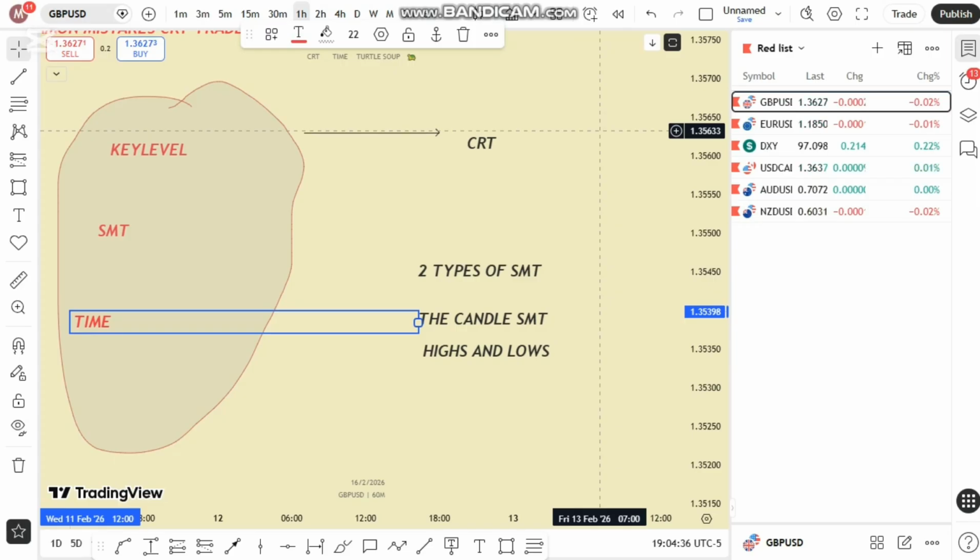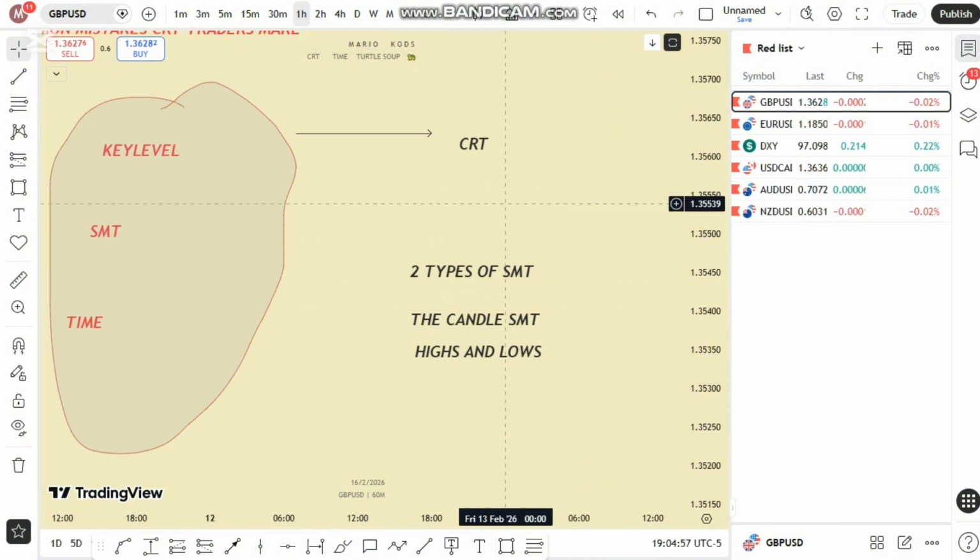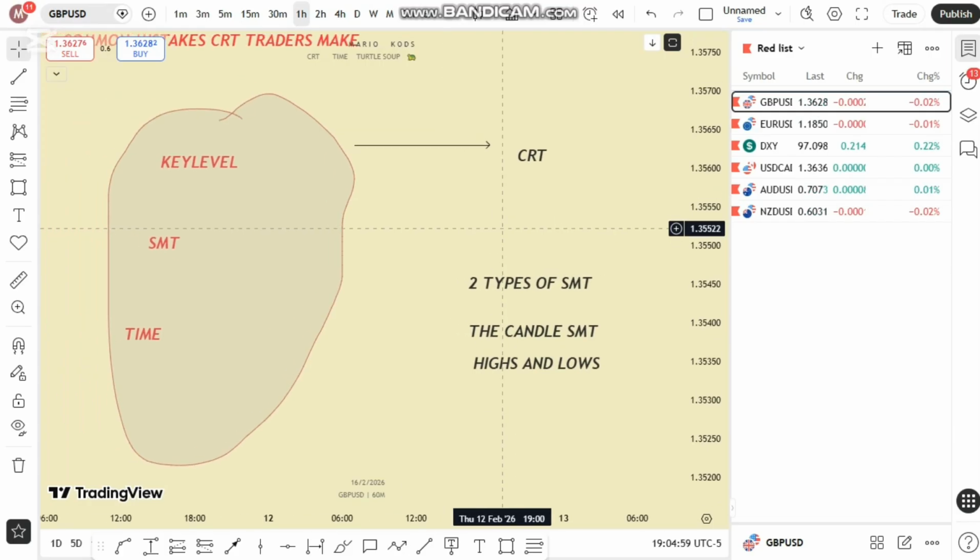Why are you selling? Why the hell are you buying? There must be a key level. There must be a reason, right? There must be a reason for you buying and selling. We don't buy blindly. We don't sell blindly. There must be a reason for us to buy and sell. Key level.